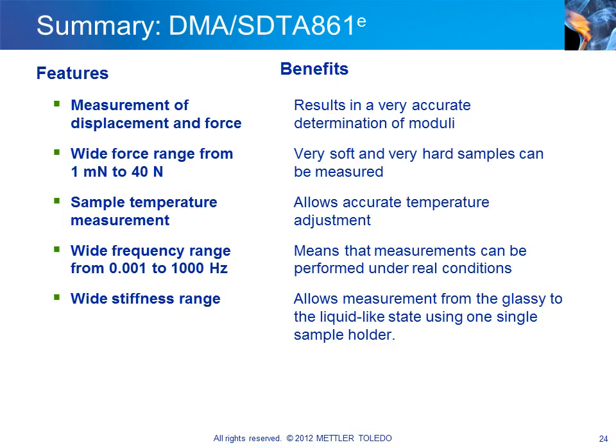The Mettler Toledo DMA instrument measures both force and displacement. The advantage of this is that the instrument records the force actually applied to the sample. The large force range allows both very soft and very hard materials to be analyzed. Furthermore, temperature adjustment is accurate because the sample temperature is measured.